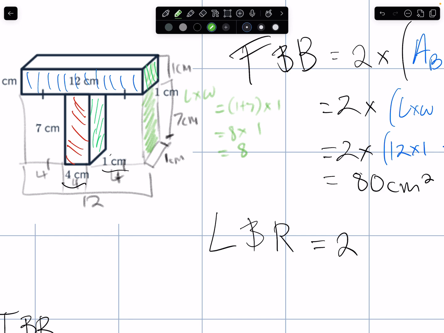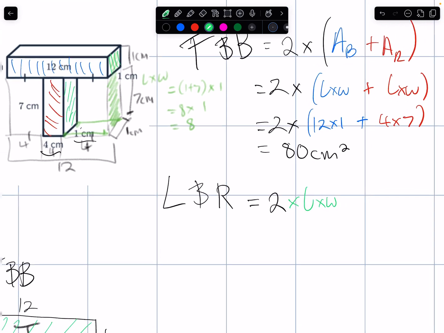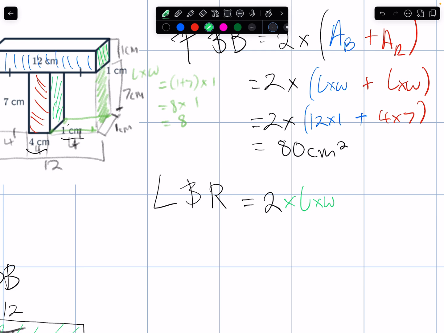I just wanted to show you where that works. It's as if I've just taken these corners and I've extended them out to here. I've given myself that whole shaded side there. So this is equal to 2 times the length times the width of that rectangle that I was looking at there. 2 times length times width, which is equal to 2 times 8 times 1, which is equal to 16 centimeters squared.